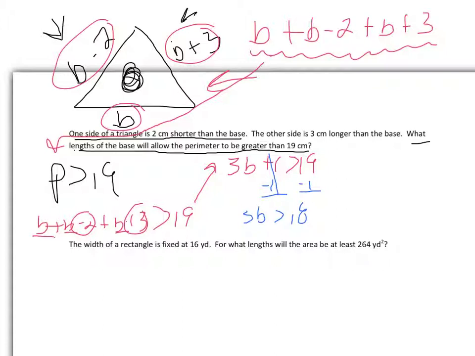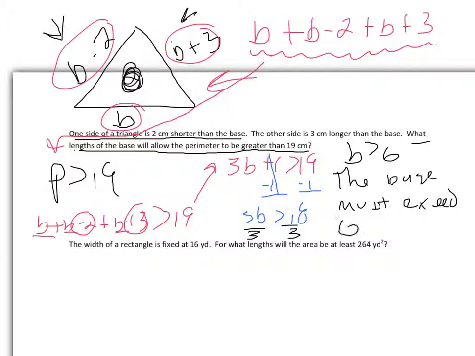And then finally divide both sides by 3. And we get B is greater than 6. So, in order for the perimeter to be greater than 19, the base must exceed 6 centimeters. So that's that one right there.